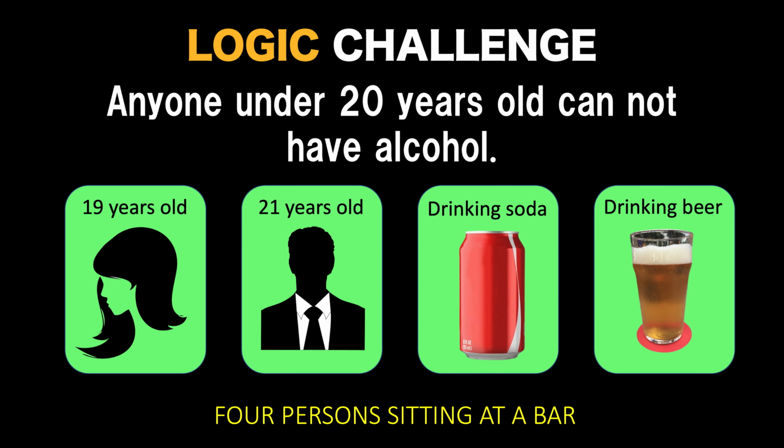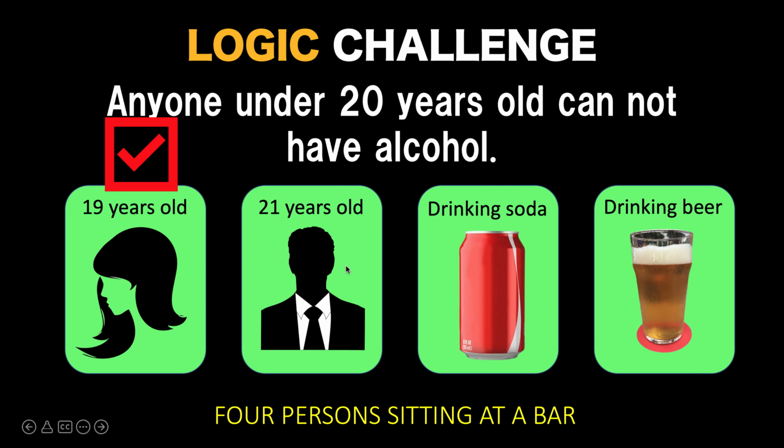Let's say we have this situation that says anyone under 20 years old cannot have alcohol. So which among these 4 options are you going to investigate further in order to test the truth of this statement? Of course, we are going to investigate this first person. She is 19 years old, so we want to know whether she is drinking alcohol or non-alcoholic beverages. So we are going to investigate this.